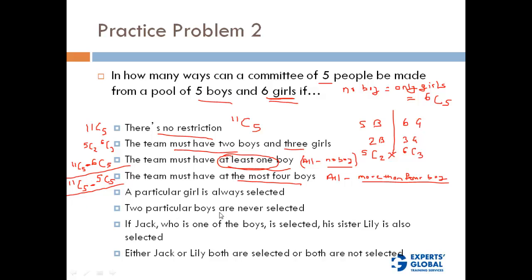A particular girl is always selected. So all I have to worry about is filling up the remaining 4 seats, right? And how many people do I have? Overall I have 11 people, but one girl is already selected. So that means I have only 10 people to choose from for the remaining 4 seats. So the answer is going to be 10C4.